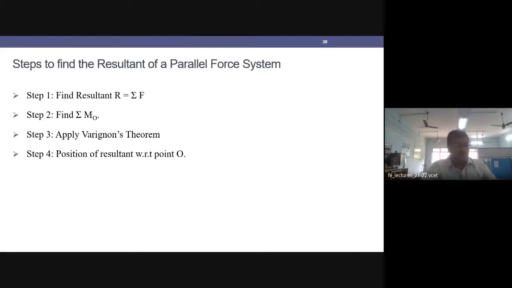So we discussed all about Varignon's theorem. Now I have to look at how to solve for a parallel force system, how I'm supposed to find the resultant. I have a set of steps. Firstly, find the resultant, sigma F. It may be only sigma Fx, or only sigma Fy, or it may be both, having both sigma Fx and sigma Fy components.